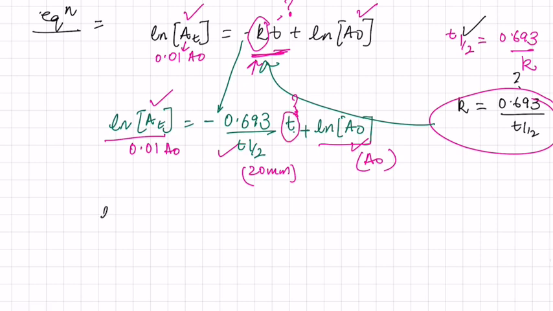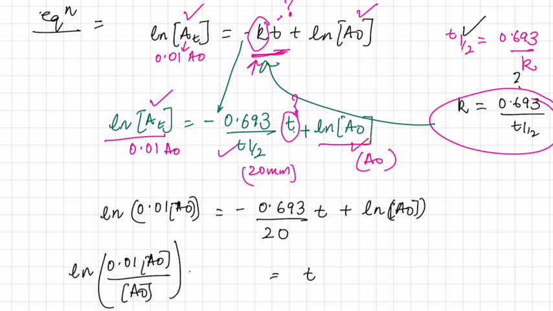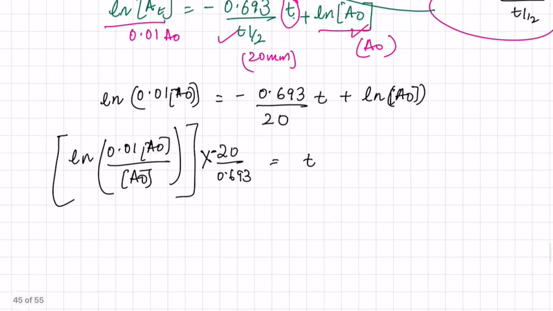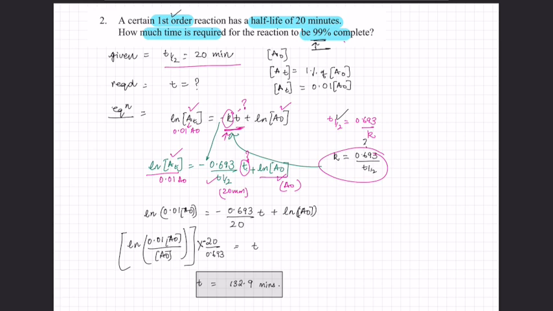So I would say ln 0.01 A0 equals minus 0.693 over 20 times T plus ln A0. Isolating for T, I'll first bring it to the left side, and then that becomes a division here. This whole thing multiplied by negative 20 over 0.693. Now let me get a calculator and plug this in to solve for T. So I get time T is 132.9 minutes. So that's the solution.